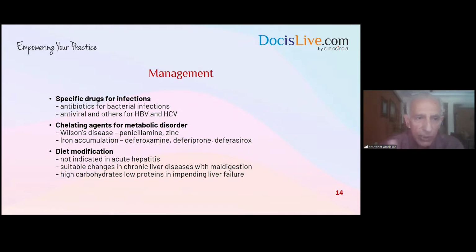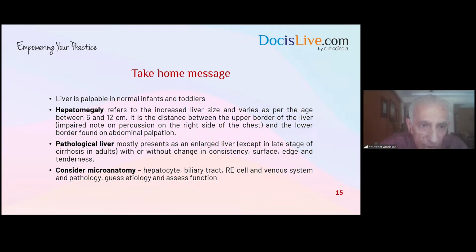And the management, of course, depends on the cause, and I'm not going to discuss this. Once you have a provisional diagnosis, I think the problem in clinical medicine is to diagnose the condition. The rest is reasonably simple. The take-home messages: I've said this, hepatomegaly confirmed by the span. And thereafter, look at what kind of pathological liver there is. I talked about hepatocyte, biliary tract, RE cell, venous system, and then microanatomy leads you to a probable disease.